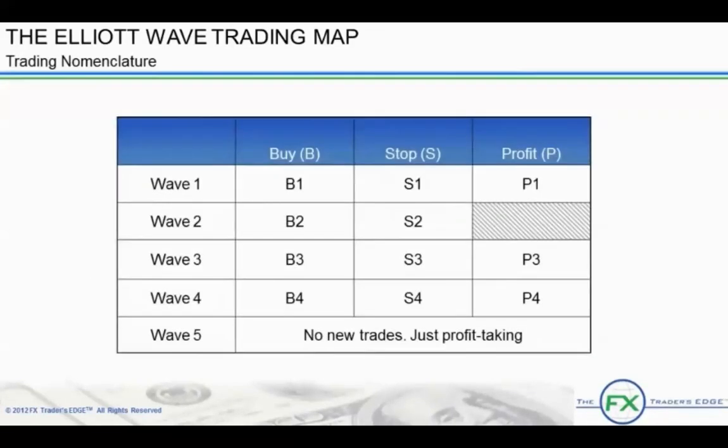Before we begin, let's go over the trading nomenclature. There are 4 trades, one taken during Wave 1, another taken during Wave 2, a third taken during Wave 3, and a fourth taken during Wave 4. No new trades are taken in Wave 5. There is just profit taking. B stands for buy, S stands for stop loss, and P stands for profit. So Wave 1 trades are denoted B1, S1, and P1 for the entry buy and exit stop and exit profit levels. These trade symbols are for an uptrend, but could just as easily be for a downtrend move.